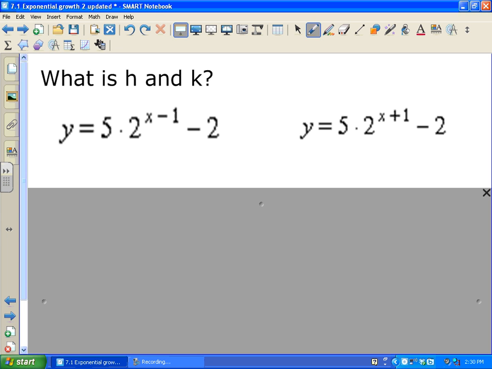Here's what I want you to be able to tell me. Every single x value, your parent function is 2 to the x. Every single x value will increase by 1, opposite x, and your y values will change by a multiple of 5, and then you'll subtract 2 from it. That's all I want you to be able to tell me. If you can do that, then you can get all this stuff graphed.